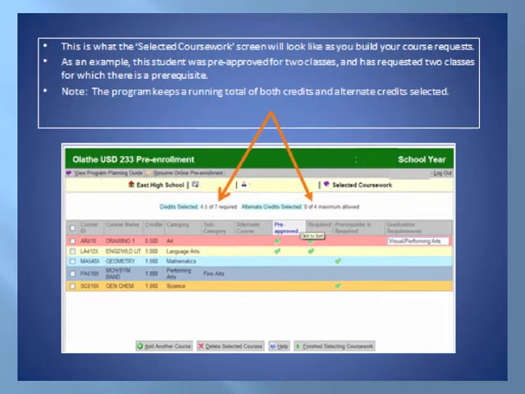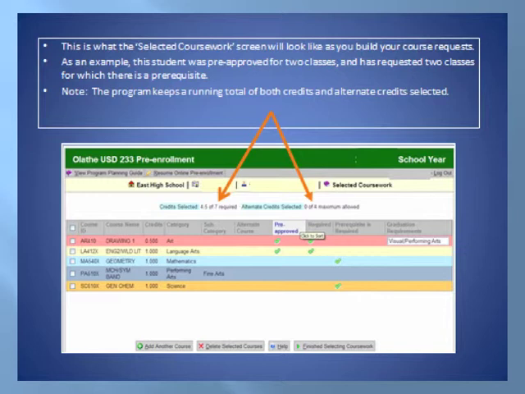When you click Selected Coursework, this is what the screen will look like. It'll keep track of the number of credits that you have selected. Please remember that you need 7 credits and 2 credits of alternates. It is helpful for the counselors if you rank your alternates, 1 being the first alternate you would like. You may log off at any point and the program will save your selections.